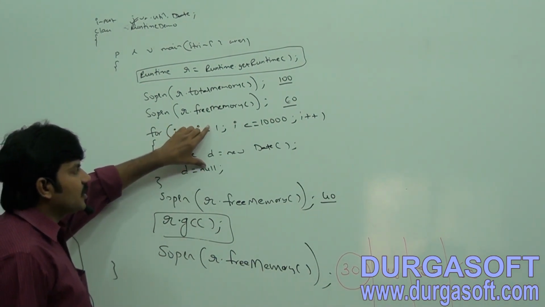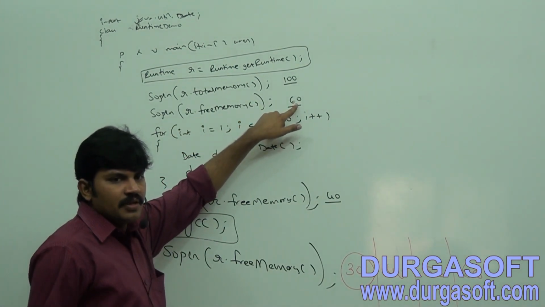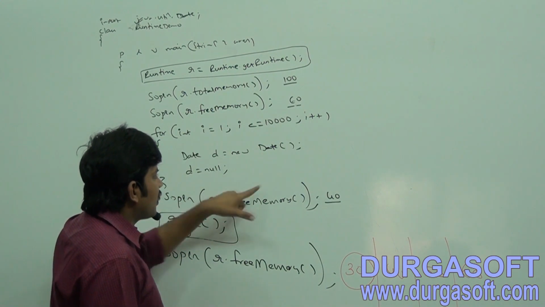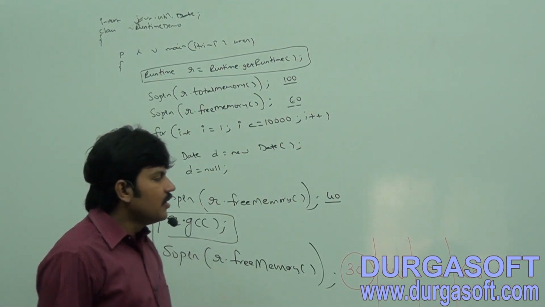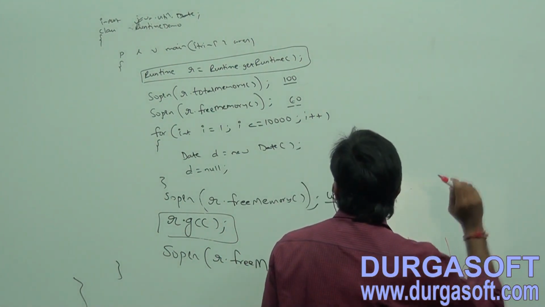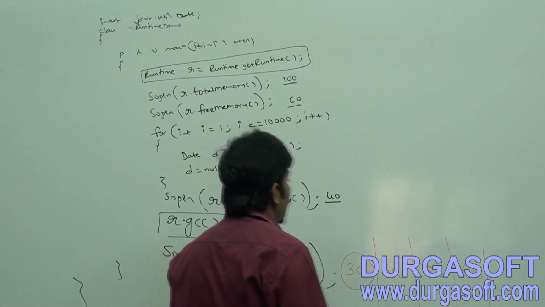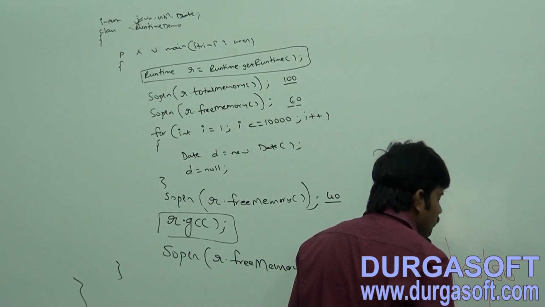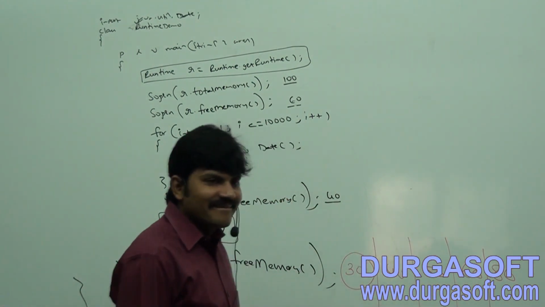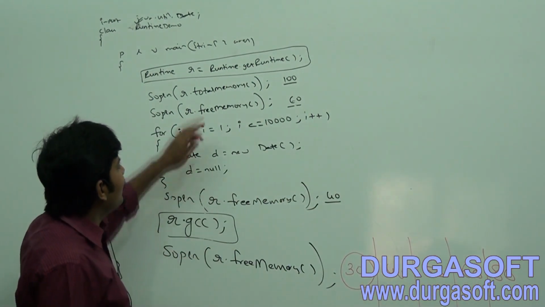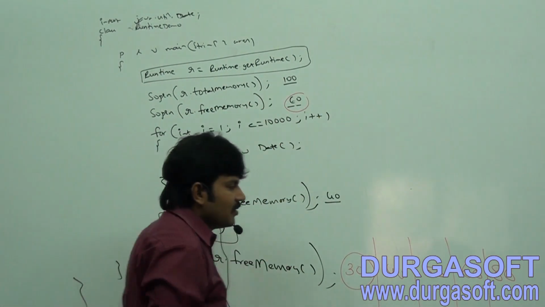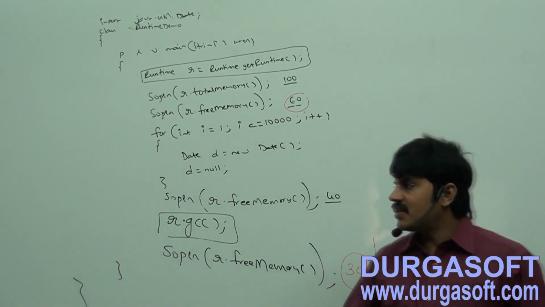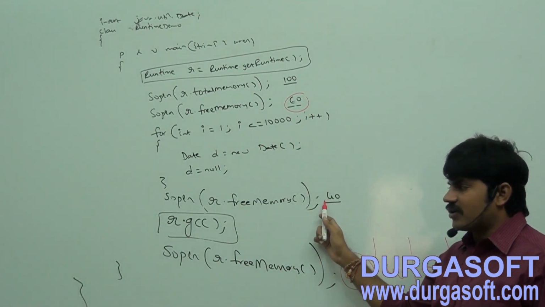Before creating 10,000 objects, how much free memory? 60. The garbage collector destroys all these 10,000 objects, so automatically free memory will become what? 60. Sir, there may be a chance of 80. Is it possible? Earlier, at the beginning, how much free memory is there? 60. But after creating 10,000 objects, it will become 40.